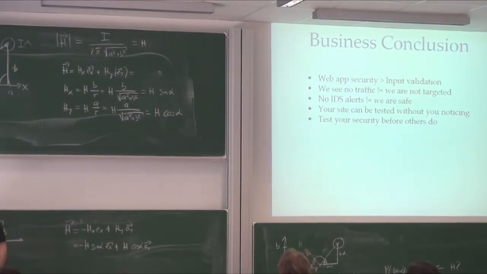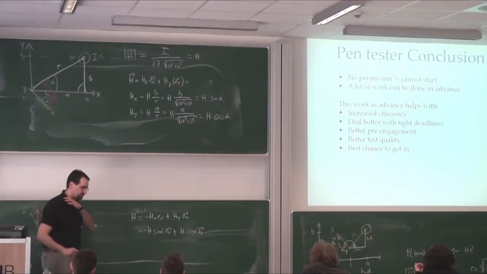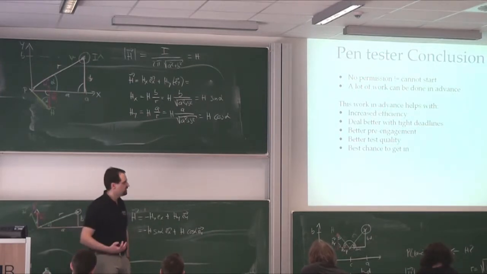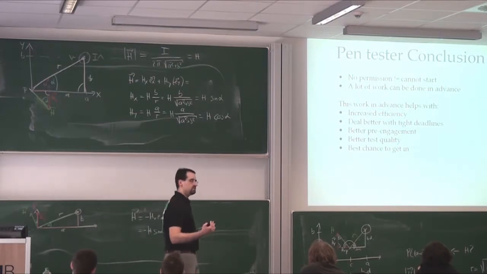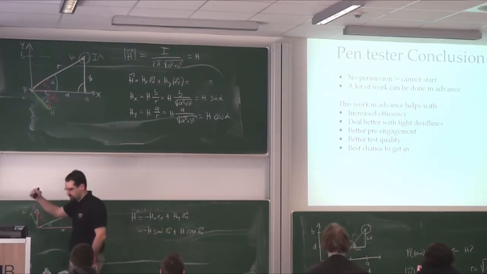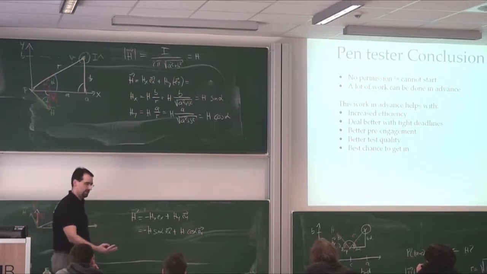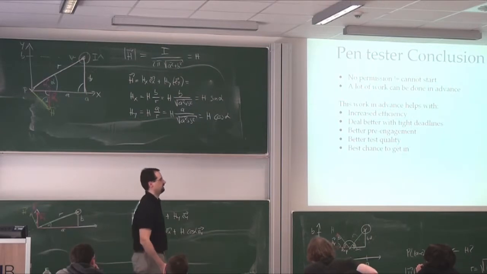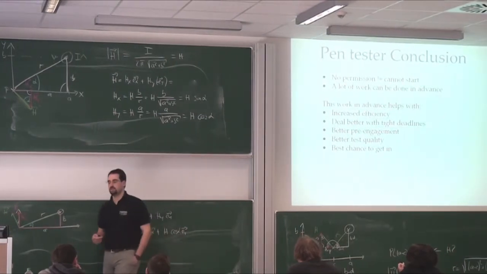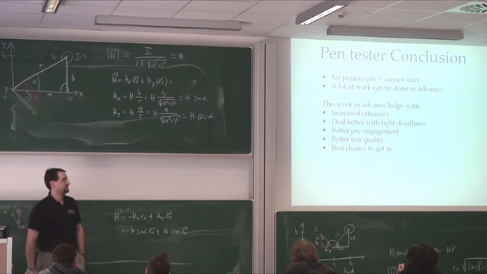The pen tester conclusion here is that if you have no permission, that does not mean that you cannot start. There's a lot of work that you can do in advance, and this can be really helpful, right? During pre-engagement, you will know what you're talking about. If you're meeting with a customer, and you know, for example, that there's a lot of flash files, maybe you can negotiate an extra day extension to test those flash files. And you have strong evidence. You know how many flash files are there, and you can tell that to your customer because of this analysis. So you can get extensions, you will get better test quality, and you will really get the best chance to get in. If you do this work in advance, you will really have your best chance.